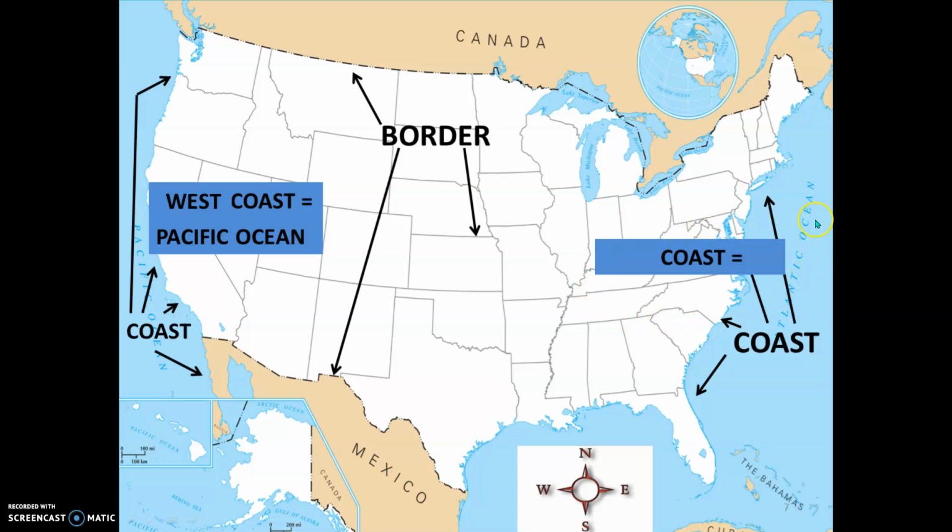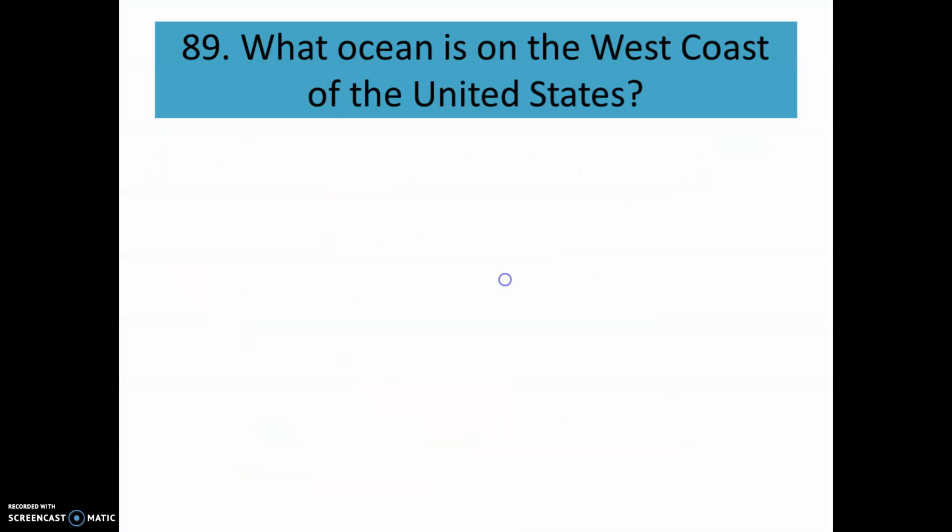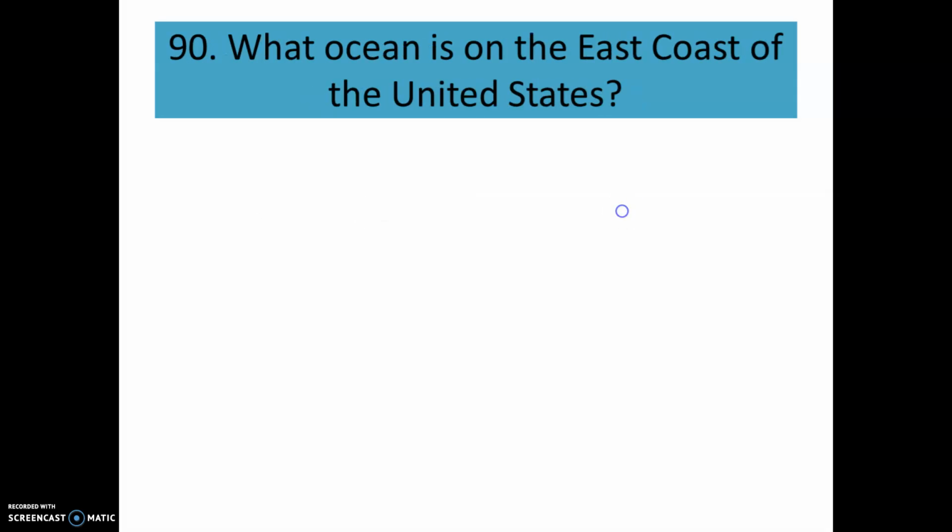And what about this coast? What coast is this? Yes, it's the East Coast. What ocean is on the east coast of the United States? Yep, it's the Atlantic Ocean. So what ocean is on the west coast of the United States? The Pacific Ocean. And what ocean is on the east coast of the United States? The Atlantic Ocean.